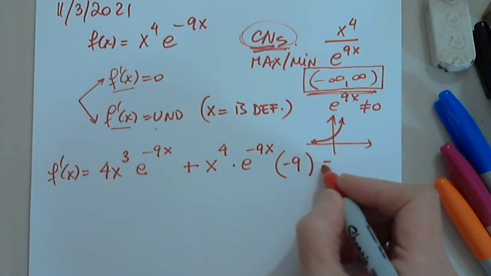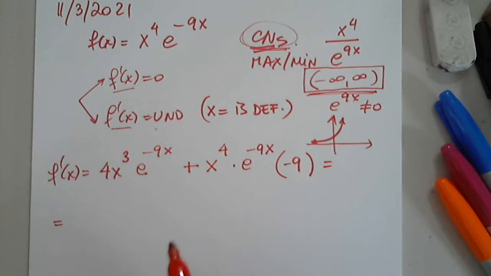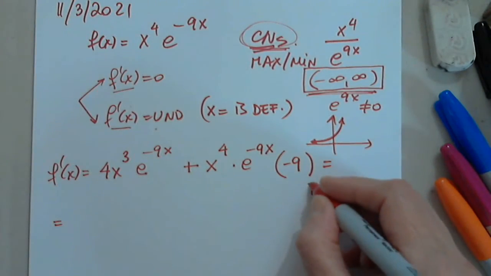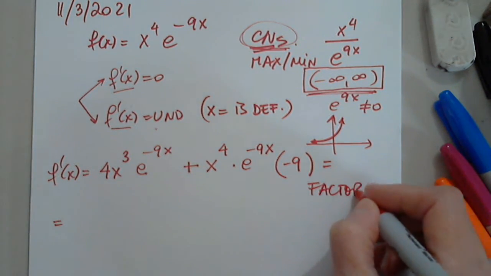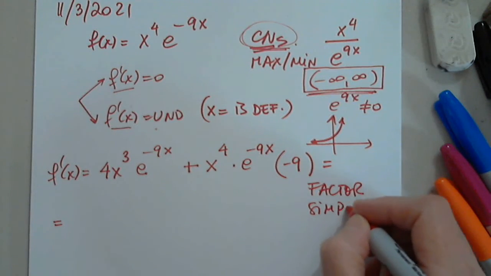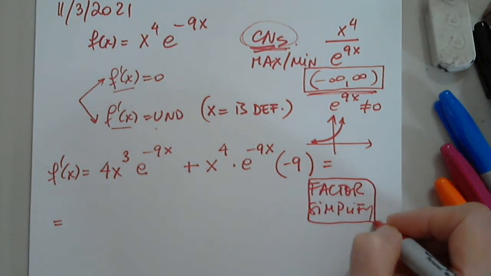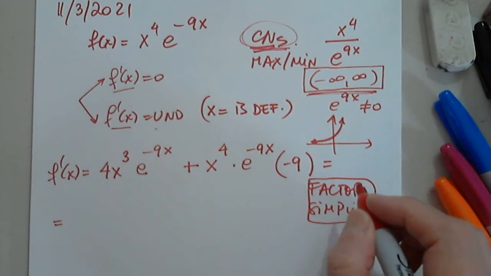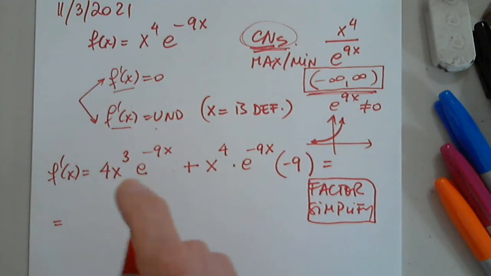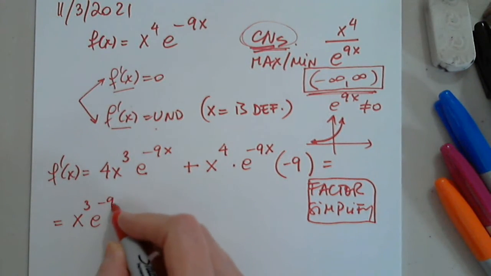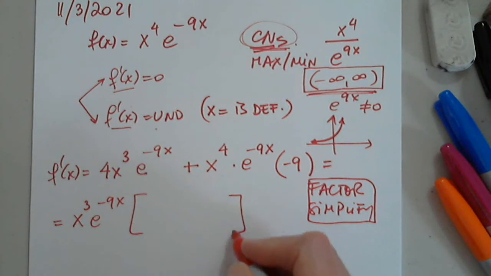That's it. So of course, remember the key factor. I'm going to write it as many times as you want me to. Factor and simplify are always in the back of our minds at all points in time. So obviously, I'm going to factor out x to the third. I'm going to factor out e to negative 9x. And now let's see what is left.